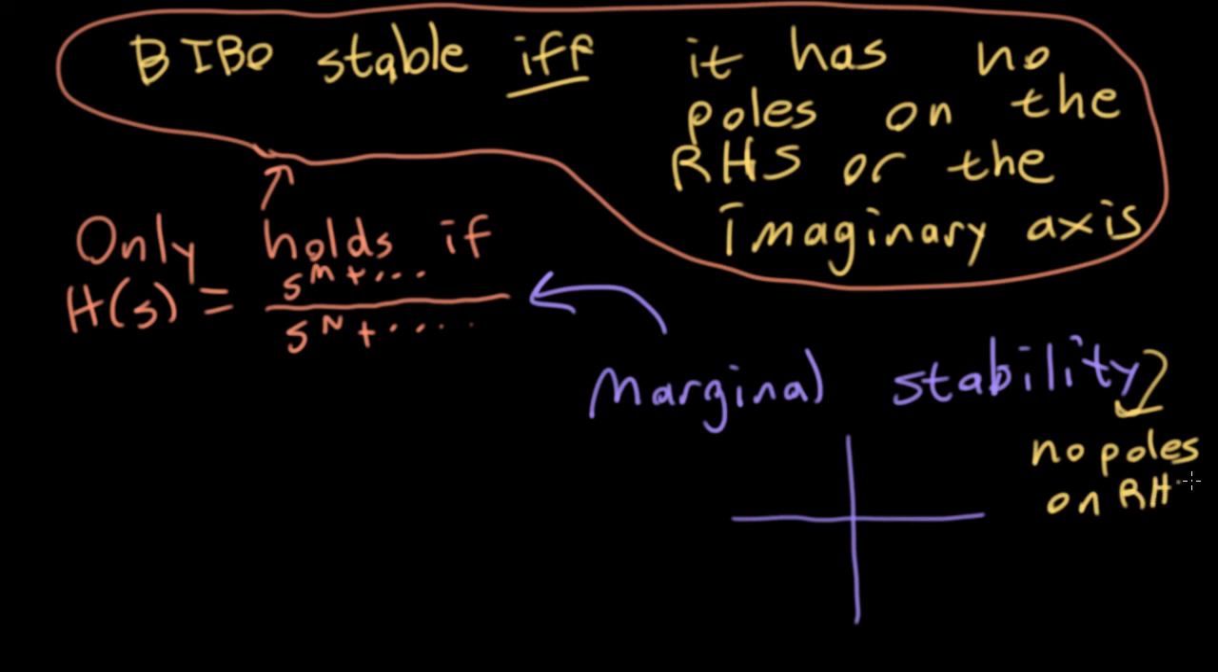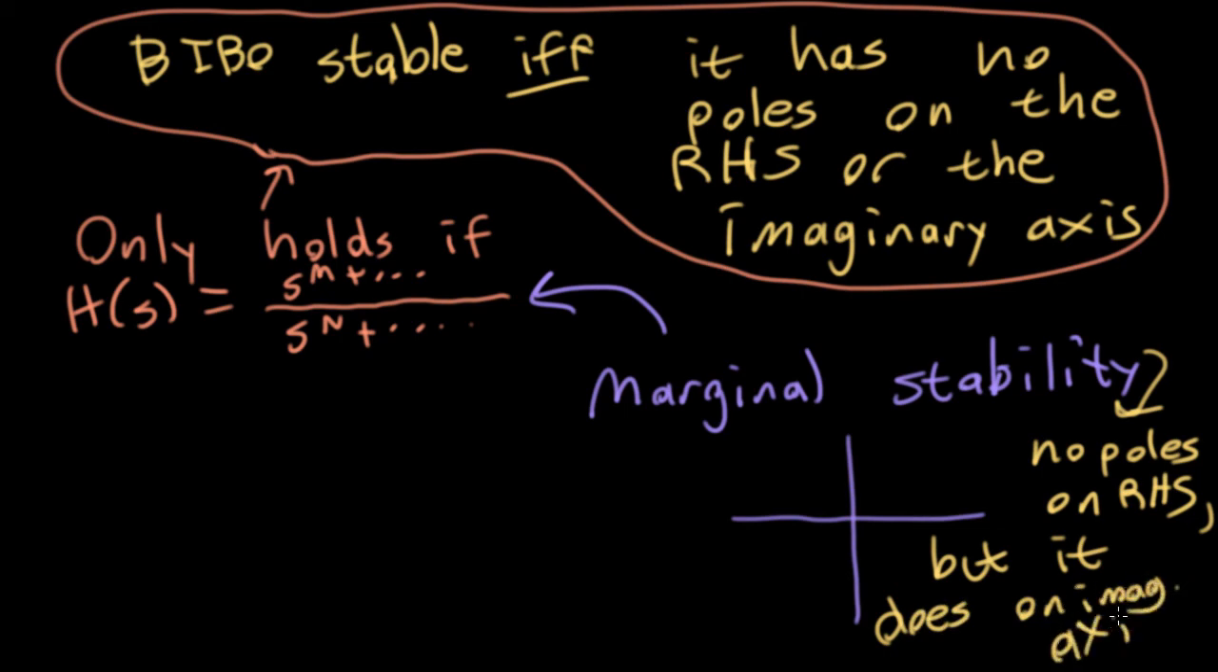The idea of marginal stability is much more specifically tied to one of these ratio of polynomial structures. A system is marginally stable if it has no poles on the right-hand side, but it does on the imaginary axis. This could be a single pole. It doesn't have to be multiple poles. So it's this kind of thing. If you have no poles on the right-hand side and you don't have any poles on the vertical axis, you don't then call it marginally stable. You just go ahead and call it stable.